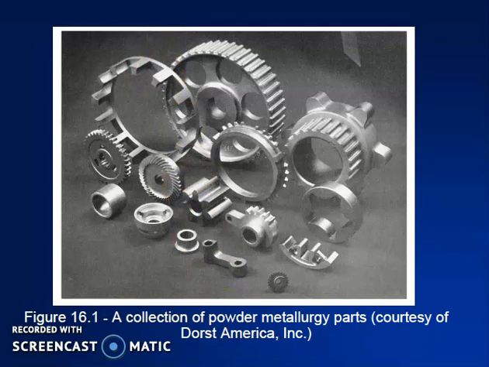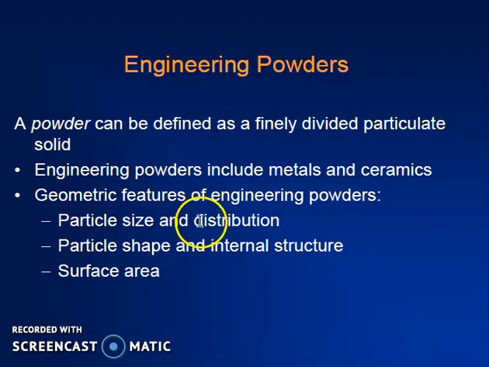So this is a photograph of different powder metallurgy parts that are manufactured. Some gears are there, liners are there, bushings are there, some shafts are there, some pinions are there. These are combined parts which we cannot manufacture by any other technique, which are easily manufactured by the powder metallurgy technique. Then engineering powders.